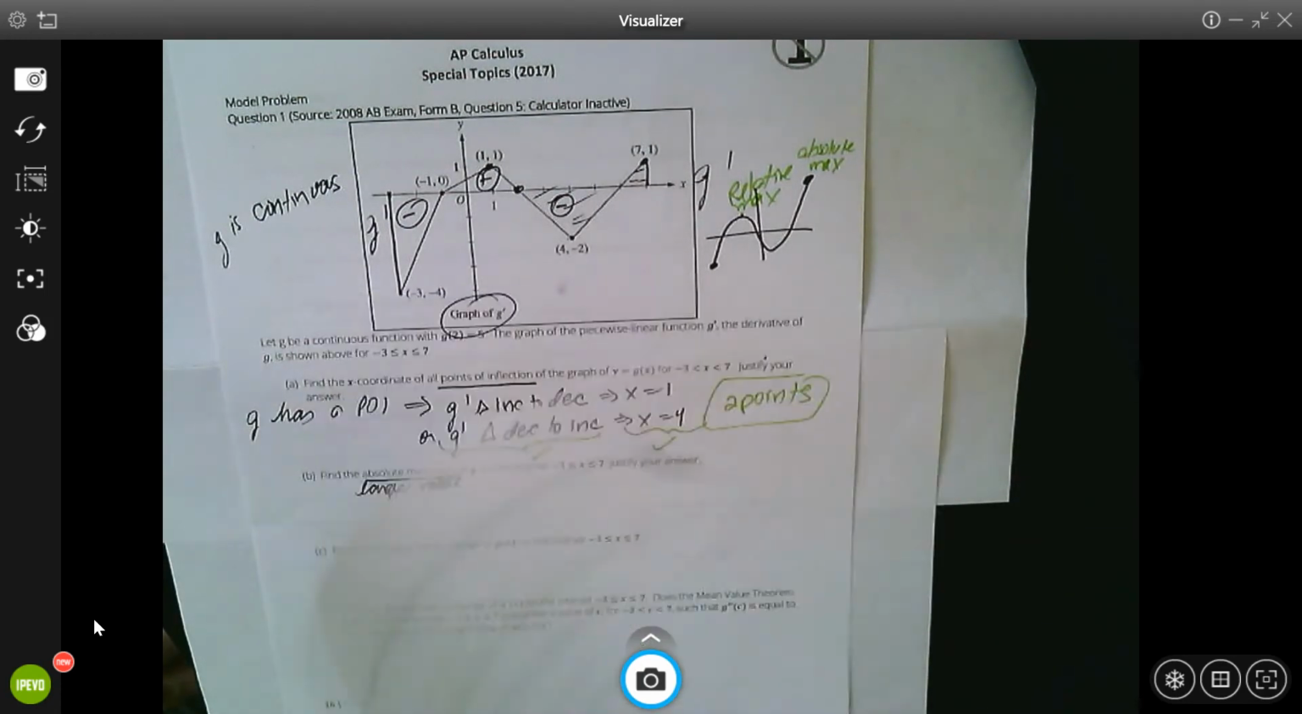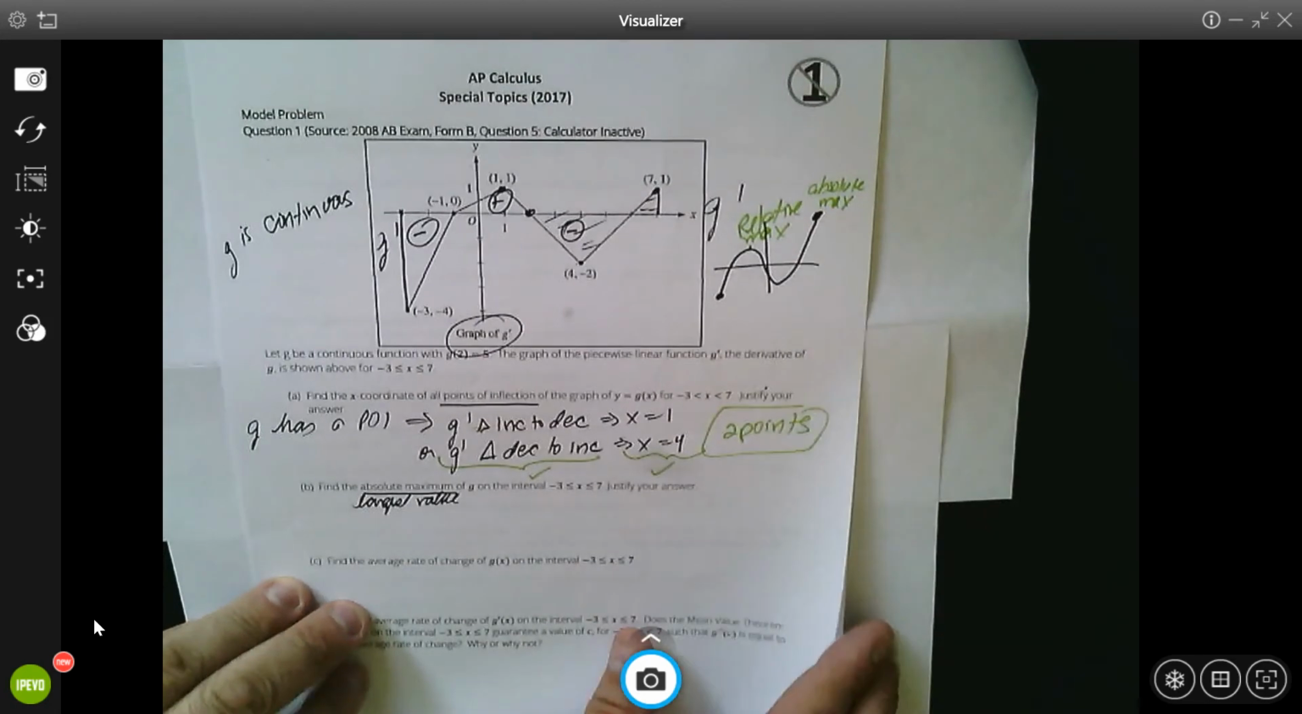All right, let's keep going. Do a little folding magic here.